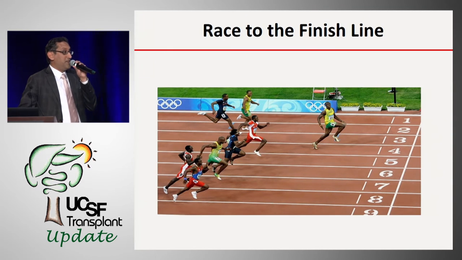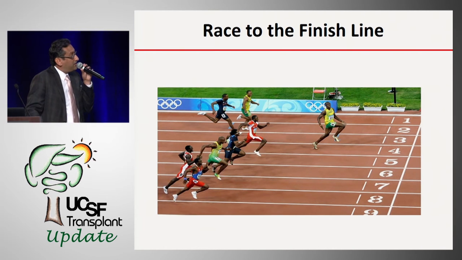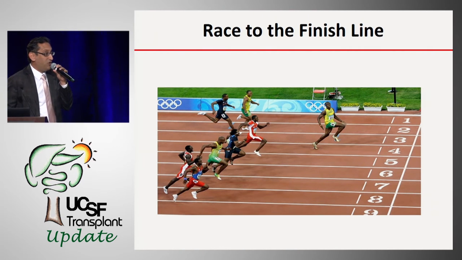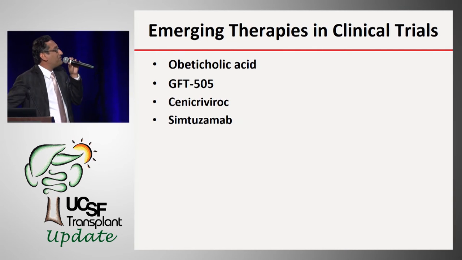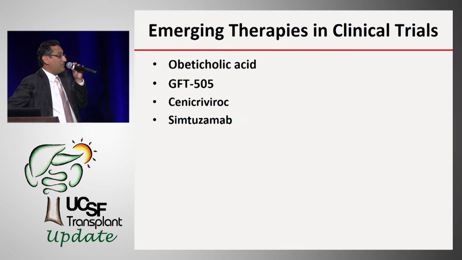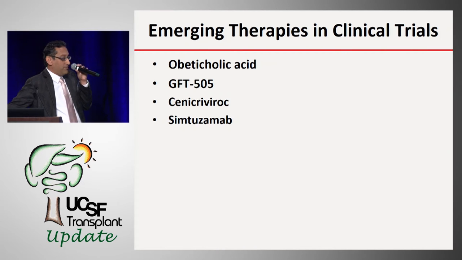So it's a race to the finish line. Since there is no FDA-approved medication, the companies are very eager to get the first FDA-approved medication for NASH. I'll give you an idea about what happened with the press releases of some of these medications and how the stock prices changed for a company. The four medications I wanted to tell you about are obeticholic acid, GFT-505, cenicriviroc, which is CVC, and simtuzumab.